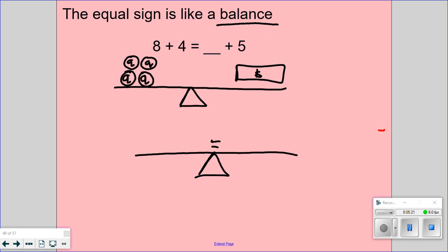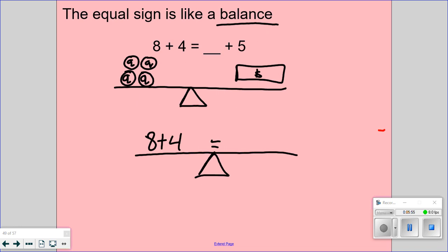On one side of our equal sign, we have 8 and 4. Go ahead and write that on one side of our equal sign. And on my number balance, I'm going to put my weights on 8 and 4. Is it balanced? No, I have nothing on the other side.